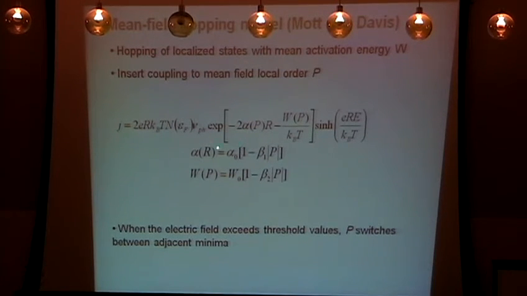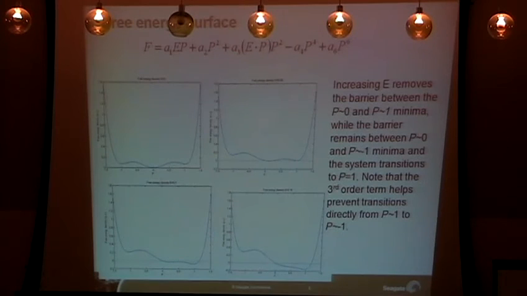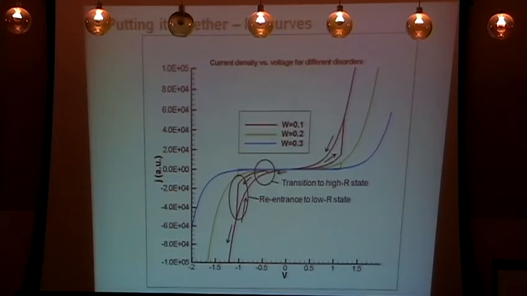And then what we do now is we couple the exponential decay of the wave function to the order parameter, that should be P in the normal. And also we can couple the activation energy to the order parameter. And based on the free energy surface we can then switch between these minima. And as I said, I'm just going to give some examples of this. The kind of conduction J versus D that you can generate. These are just different values of disorder or activation energy.